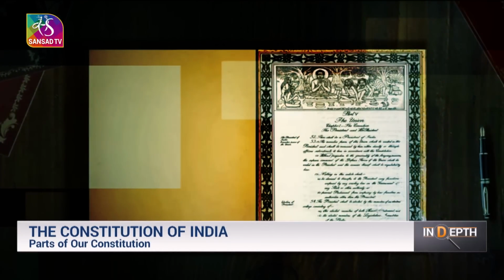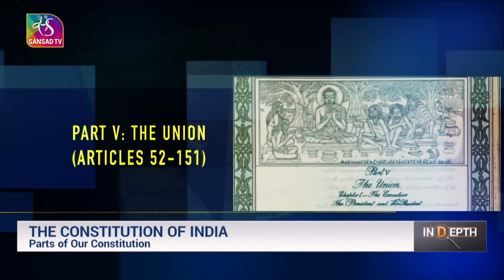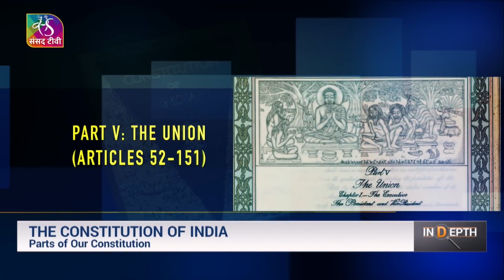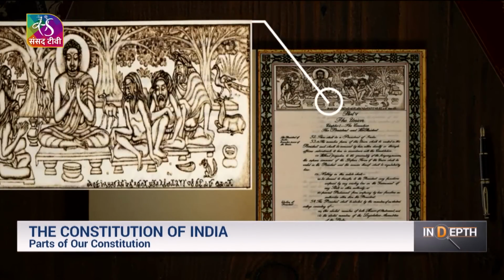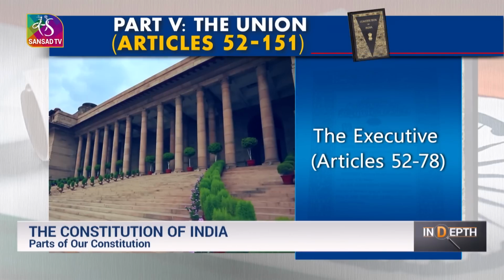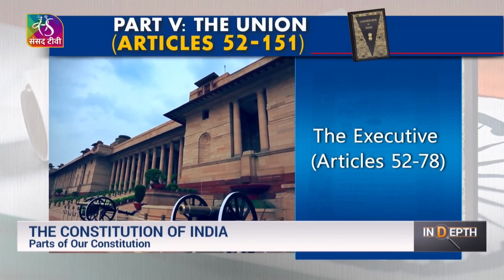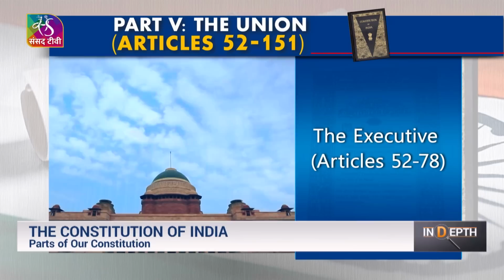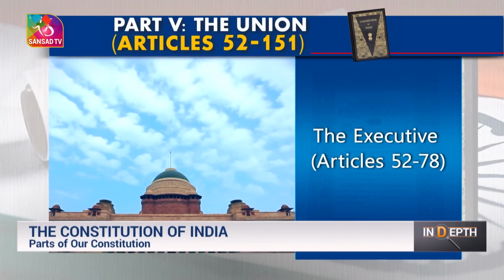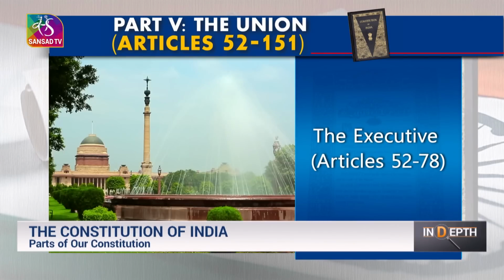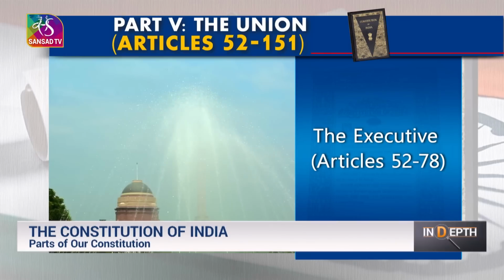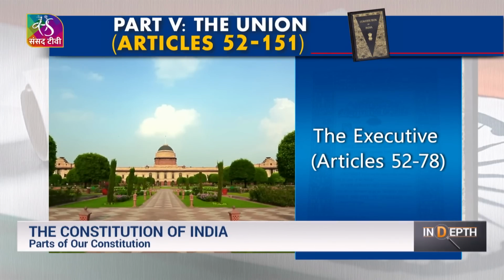Part 5, the Union, Articles 52 to 151. This part deals with the structure, composition, and functions of the organs of the Union government. The Executive, Articles 52 to 78, includes the President of India, the Vice President of India, and the Council of Ministers headed by the Prime Minister. The President is the head of state and represents the Union.